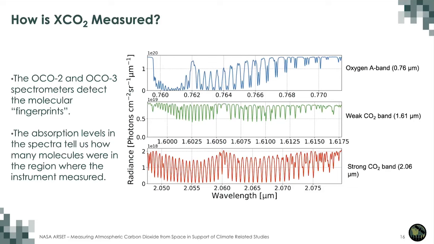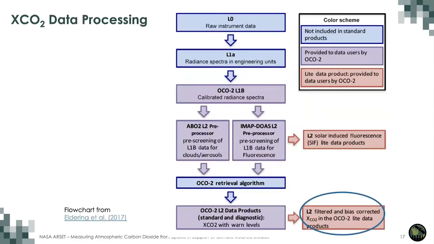The OCO2 and OCO3 spectrometers are essentially the same. The OCO3 spectrometer was originally built as the flight spare for OCO2, so they're measuring at the same spectral range, same spectral resolution. So we measure these radiance spectra in these three bands, and then we process that data further to get to an end product that you can use for looking at atmospheric carbon dioxide.